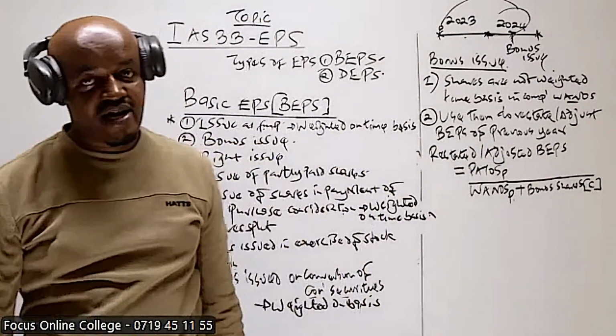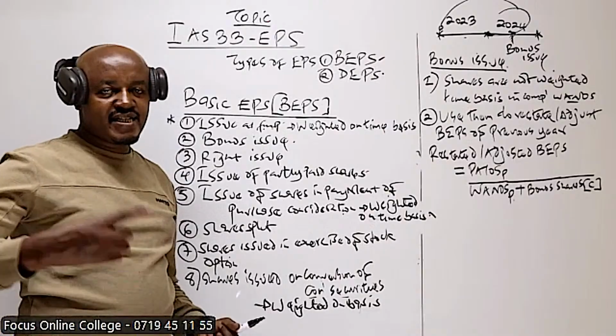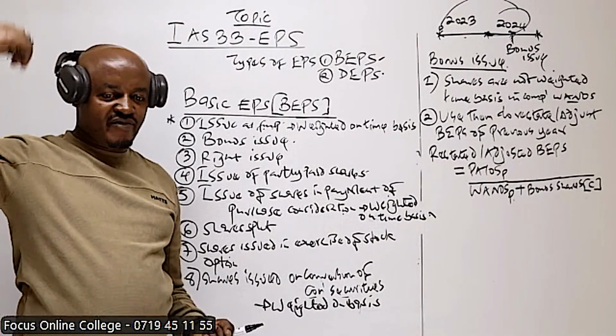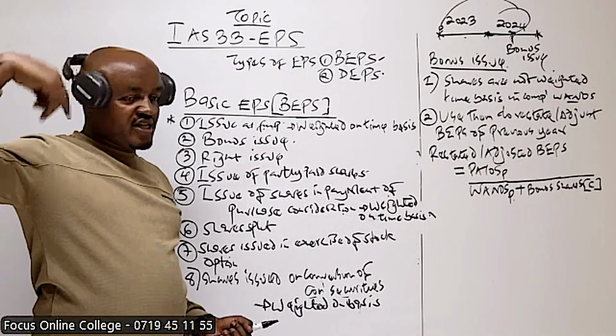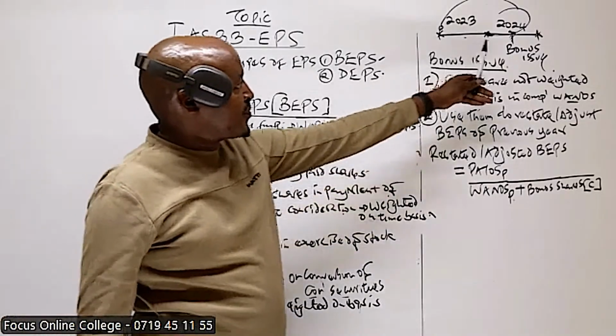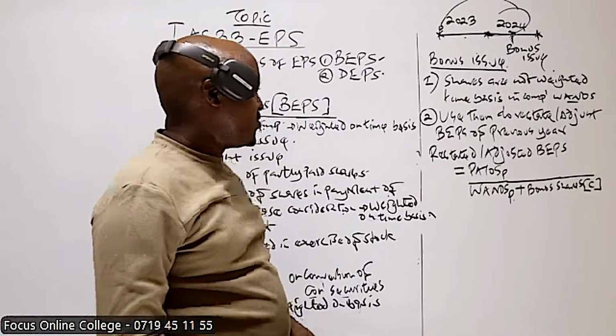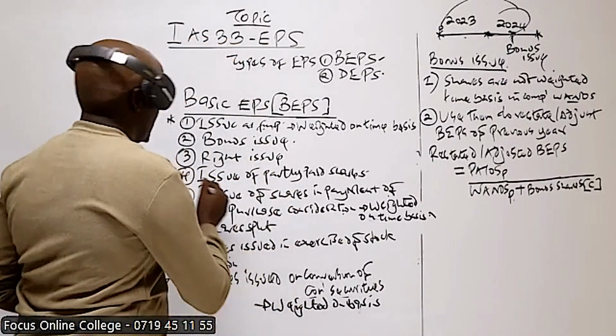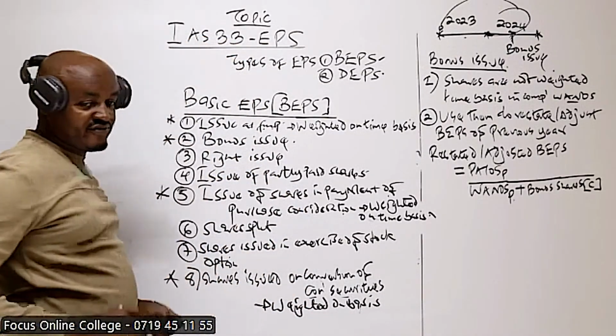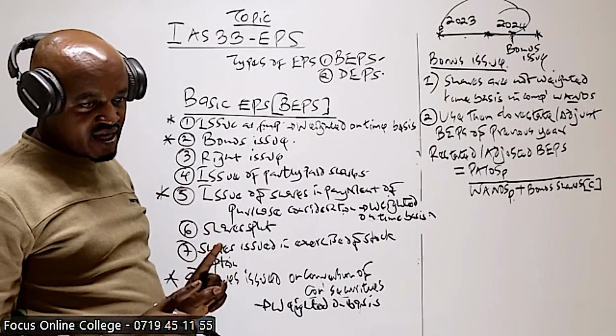So that is basically how we compute the adjusted earnings per share for the previous year. So we are saying we have to adjust it simply because these shares are assumed to have been issued at the start of 2023. So those are the two points you need to know as far as the bonus issue is concerned.